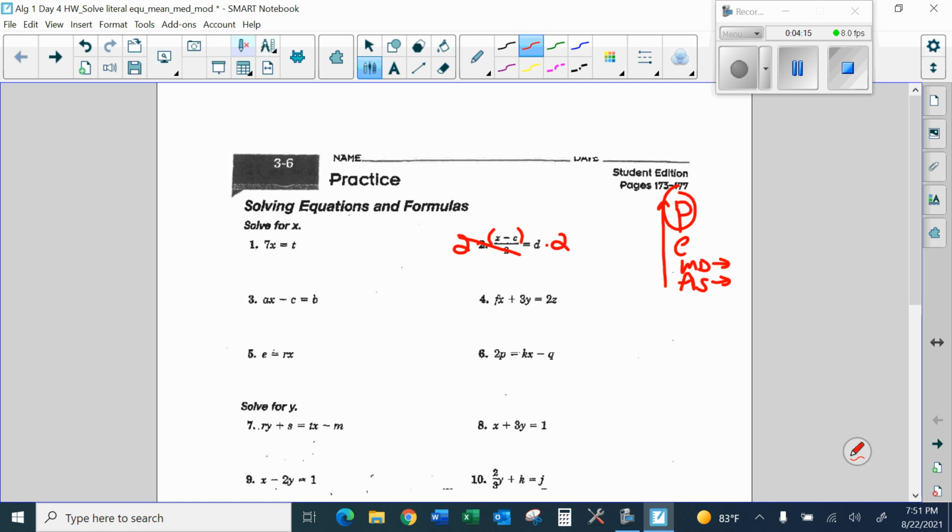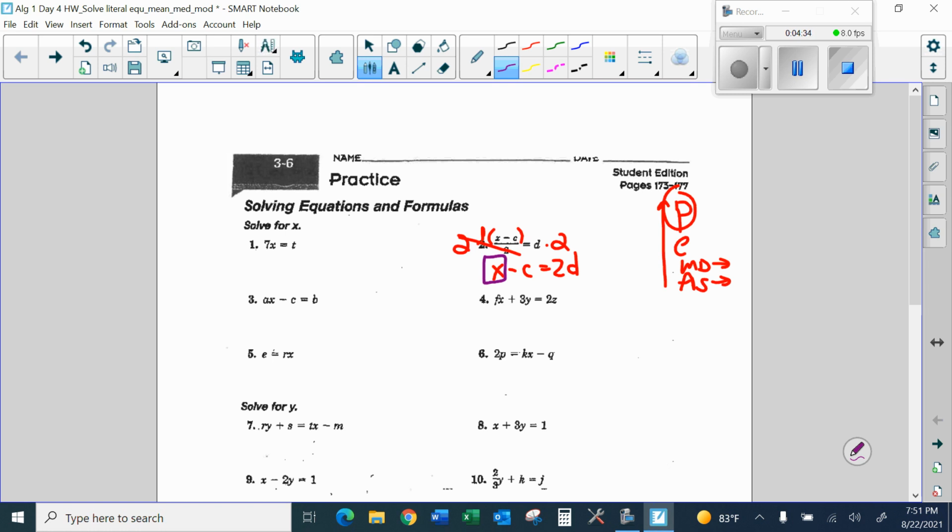In parentheses, well, that really is just 1 out front, so I can now just take off the parentheses, and I have x minus c equals 2d. And then what's the last step? Remember, I'm trying to get x by itself. So what's with x? It's on the same side of the equal sign, a negative c.